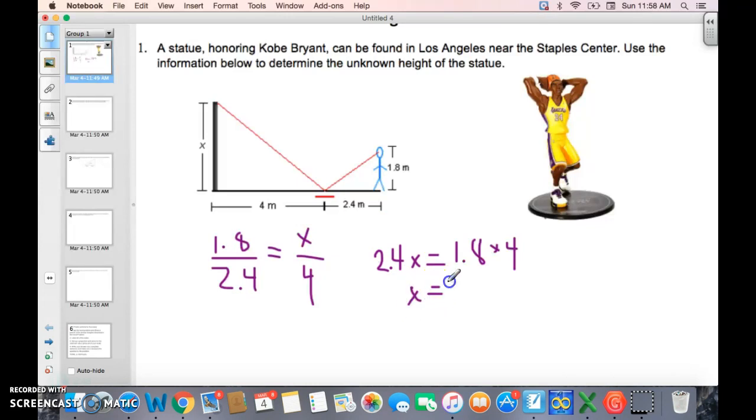And so what I can conclude by this is that Kobe Bryant's statue is about 3 meters tall. And you would write a complete sentence that says, the statue for Kobe Bryant, I don't know why I always say Kobe O'Bryant, Kobe Bryant can be found in Los Angeles, is about 3 meters tall.